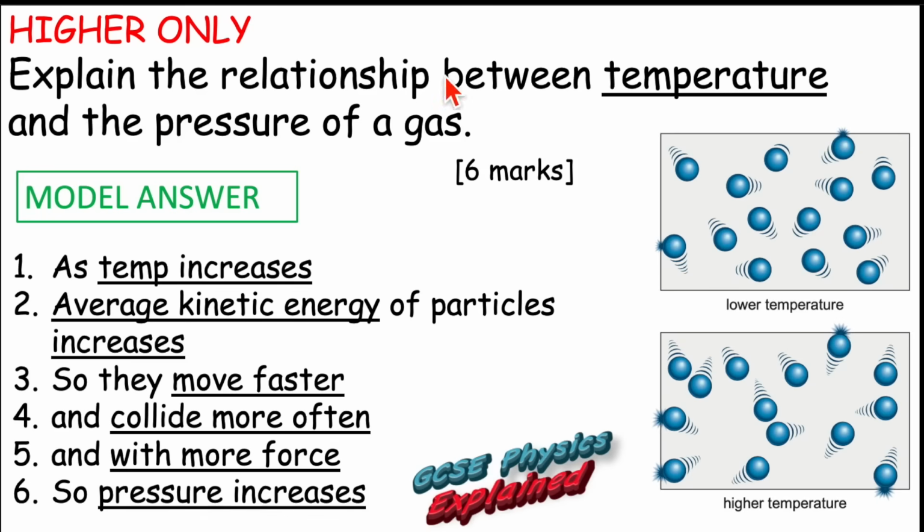Higher only, explain the relationship between temperature and the pressure of a gas. Model answer: As the temperature increases, the average kinetic energy of the particles increases, so they move faster, they collide more often and with more force, so the pressure increases. So basically, as the temperature gets higher, the pressure gets bigger because these particles are smacking off the container walls more often and harder than when they were at a lower temperature.